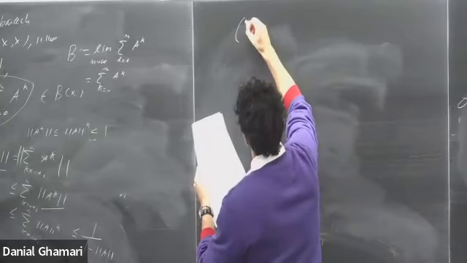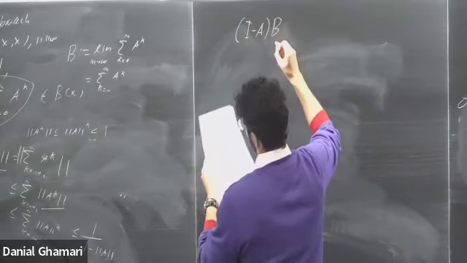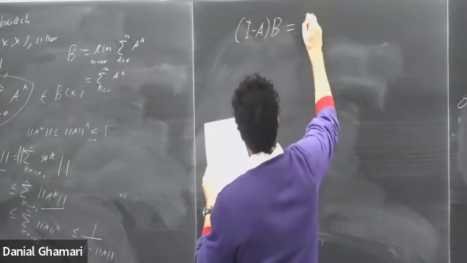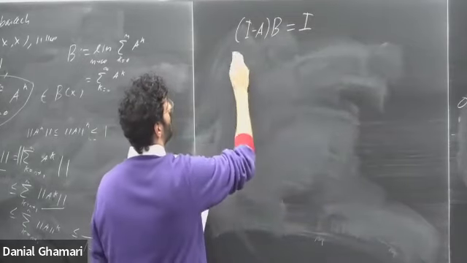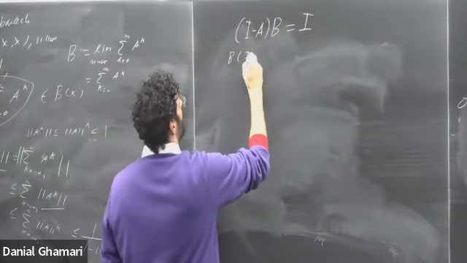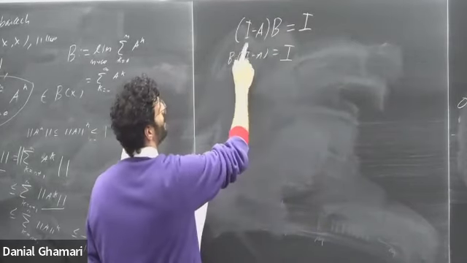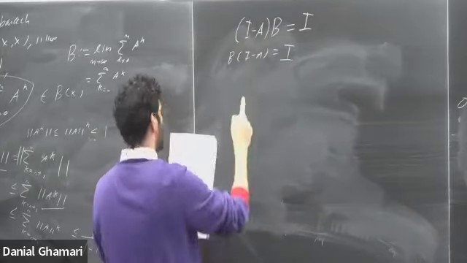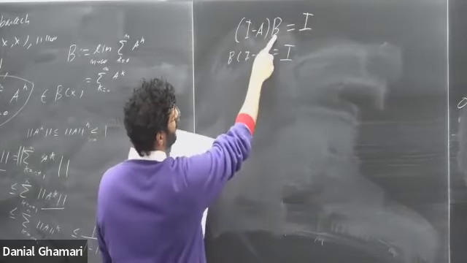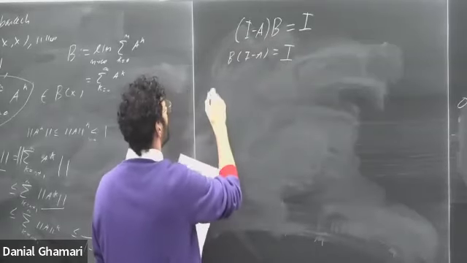If I take I minus A times B, I will show that it equals the identity. And then if you take B times I minus A, that also equals the identity. So I've shown that B is the inverse of I minus A. So we'll just go through showing this one, because the other case basically goes the same way.